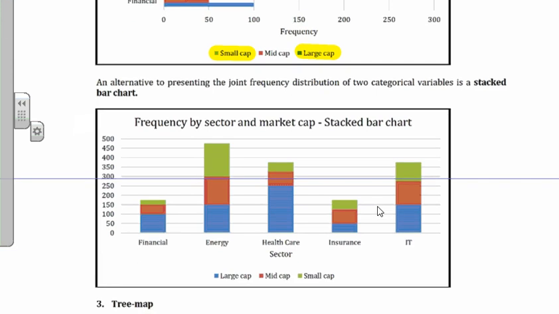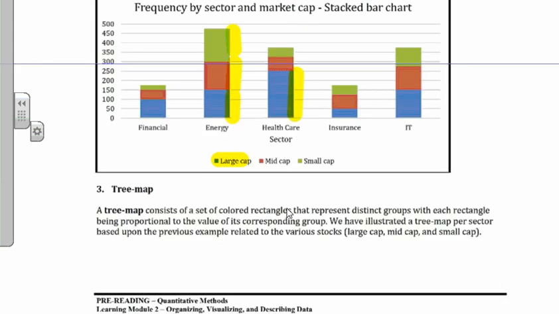Okay, we can then have a stacked bar chart. You probably think this is getting a bit crazy, and again, it just shows you things again. Again over here, you can see healthcare. The biggest section over there is its large caps. Okay, when I move across to energy, what would your conclusion be? Well, it seems to be fairly evenly distributed among large, mid, and small caps. That makes sense.